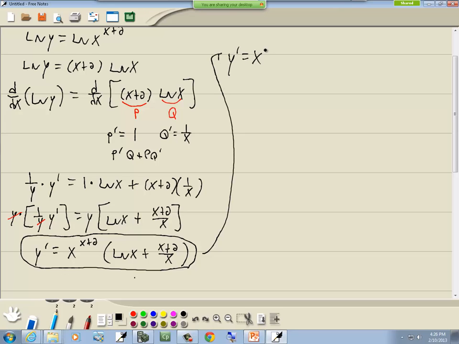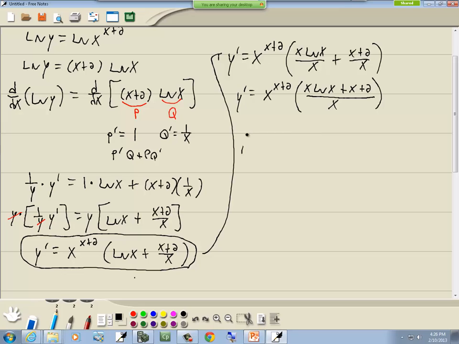Okay, so we got x to the x plus 2, and then I will get a common denominator, so this would be x natural log of x over x plus x plus 2 over x. So we get y prime is equal to x to the x plus 2 times x natural log of x plus 2 over x. And put that on up on top in the numerator. So we got x to the x plus 2 times x natural log of x plus 2 over x to the first.